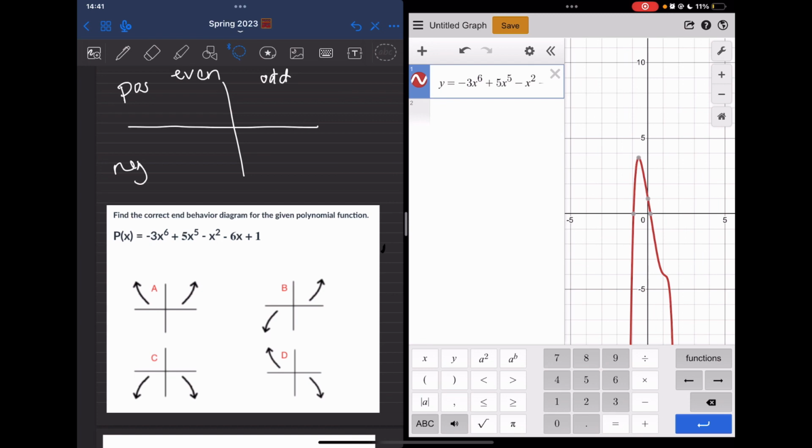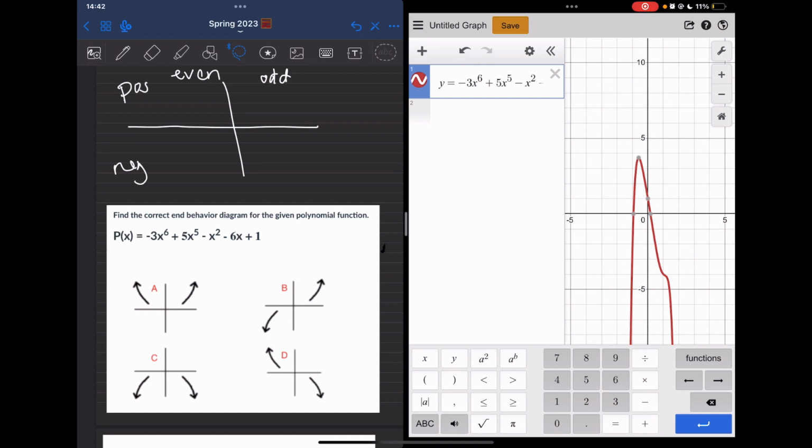Okay, so for this next one, what you're going to do is look at the end behavior. The end behavior is just what's happening on the left and the right hand side of the graph. So you have 4 different types of end behavior based on your leading term. So you have a positive function, which means that your leading term is going to be a positive number. In this case, it's a negative number.